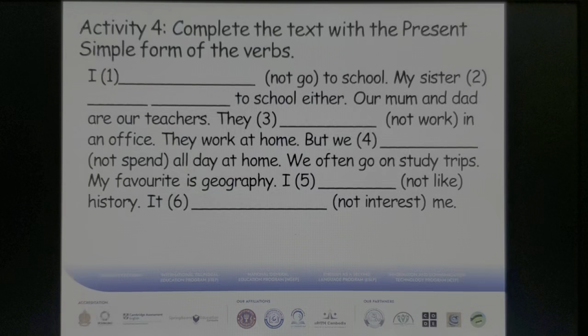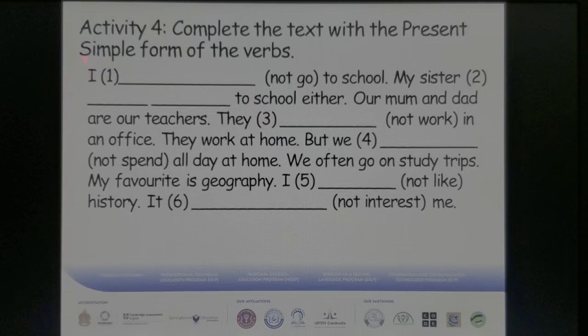I think 1 minute is enough. Again and again, when you see the verb here, not go, it means negative. So for negative, we have only 2 forms, do not or does not, or don't or doesn't. It depends on the verb.